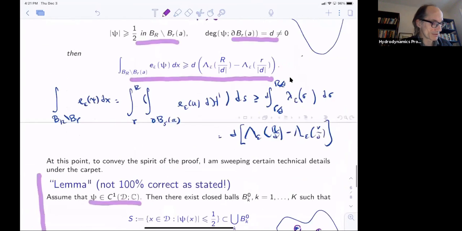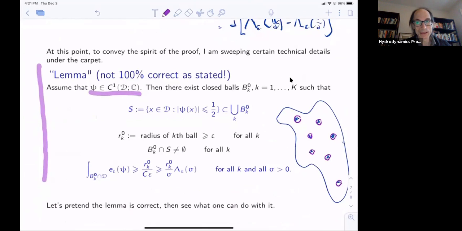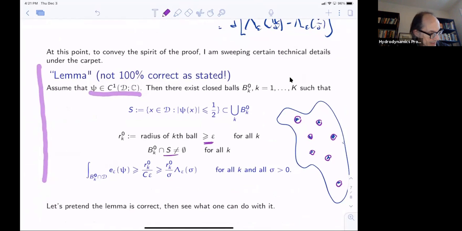Okay, so the assertion here, the incorrect lemma, is that I can cover the set where the function is small by balls which are not too small. Okay, all of them intersect the set where it's small. And here's the crucial thing: I have a lower energy bound on each of these balls. So on each ball, on its intersection with the domain D, the energy is at least proportional to 1 over epsilon times the radius. So typically one should imagine these being balls with radius of order epsilon, and the energy will be of order 1 in each ball.